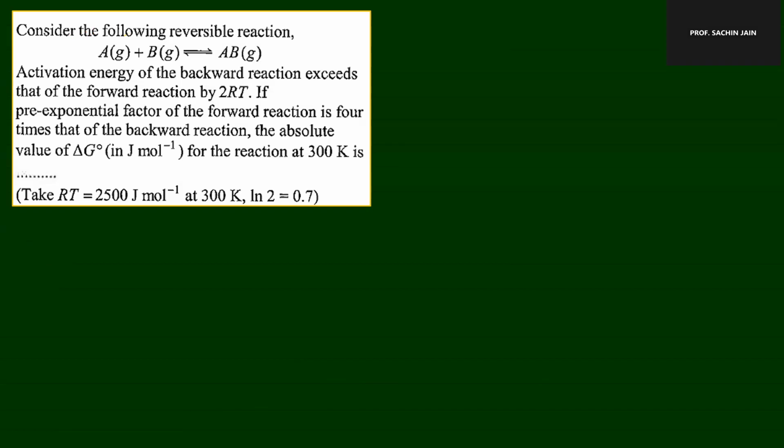Consider the following reversible reaction A plus B reversibly giving AB. Homogeneous gaseous reaction है. Activation energy of the backward reaction exceeds that of the forward reaction by 2 RT if the pre-exponential factor of the forward is 4 times that of the backward. जनरली प्री एक्सपोनेंशियल फैक्टर कांस्टेंट होता है, लेकिन अगर दिया हुआ है तो वी हैव टू कंसिडर द AF और AB सेपरेटली एंड ऑल्सो टेक इनटू कंसिडरेशन. ठीक है, तो द एब्सोल्यूट वैल्यू ऑफ डेल्टा जी नॉट फॉर द रिएक्शन एट 300 केल्विन इज हाउ मच?